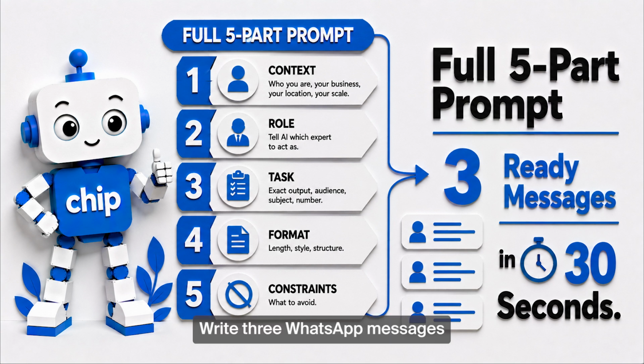Task: write 3 WhatsApp messages to remind retailers about payments due in 7 days. Format: each under 50 words, numbered, warm but professional tone. Constraints: no legal language, do not mention specific customer names. That prompt gets you 3 near-ready messages in under 30 seconds. Compare that to write a message.